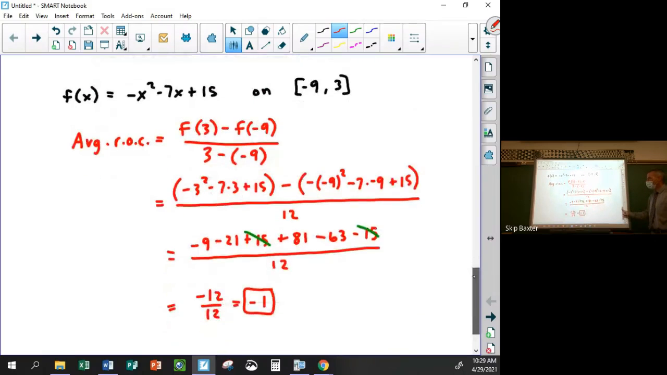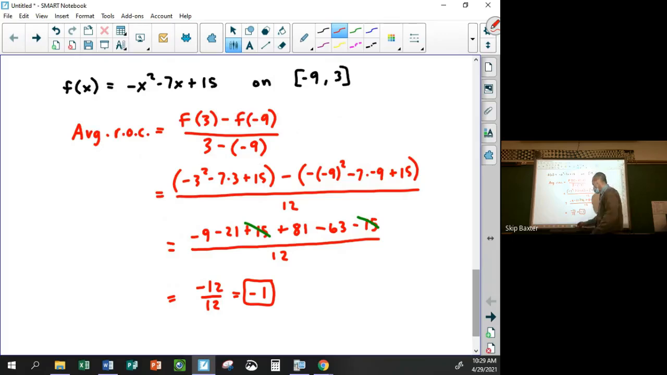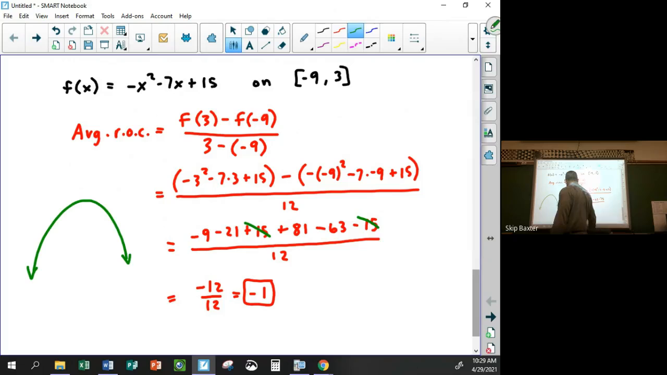Okay? So what you're doing graphically, remember, is this is a parabola that opens downward. Basically, you're figuring out a point on the parabola here and a point on the parabola here, and you're calculating the slope of that line, and it ends up being -1. That's what you're doing, but you don't have to graph it every time or anything like that. You can do it completely analytically if they give you the equation.